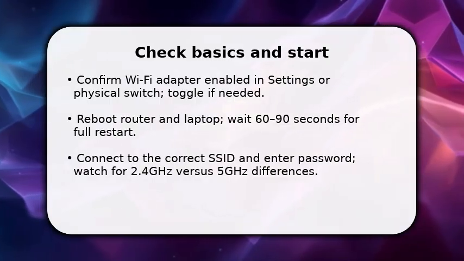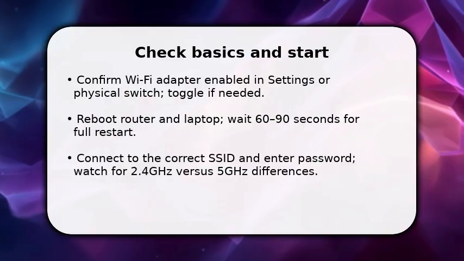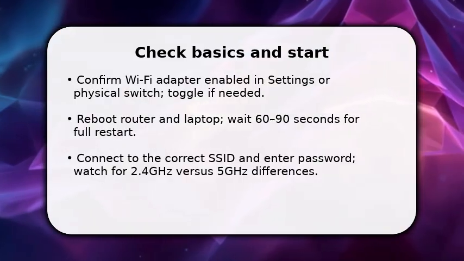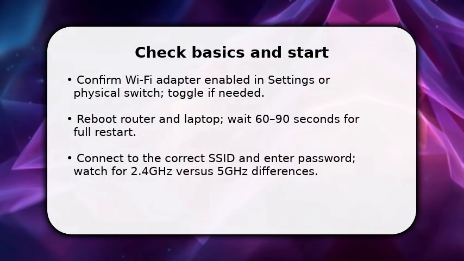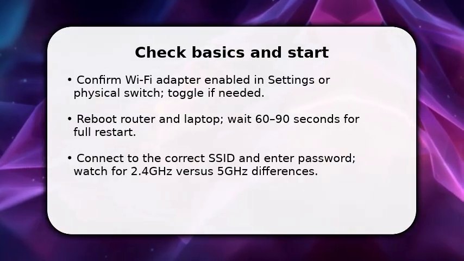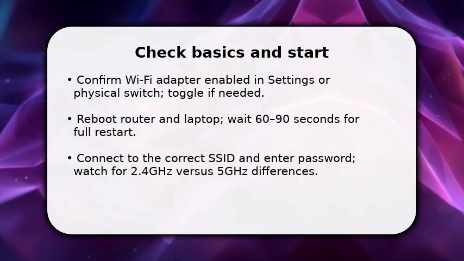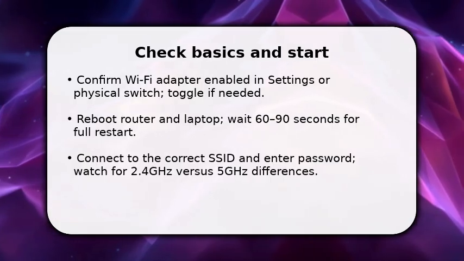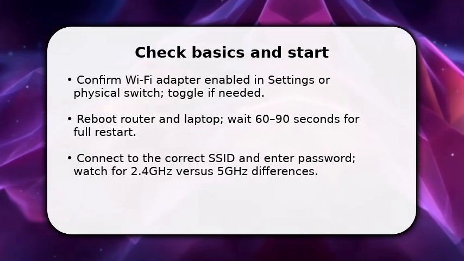Once done, reboot both the router and the laptop and wait about 60 to 90 seconds so firmware and DHCP renew. Then intentionally pick the correct SSID and re-enter the password, noting if you need 2.4 GHz for range or 5 GHz for speed.